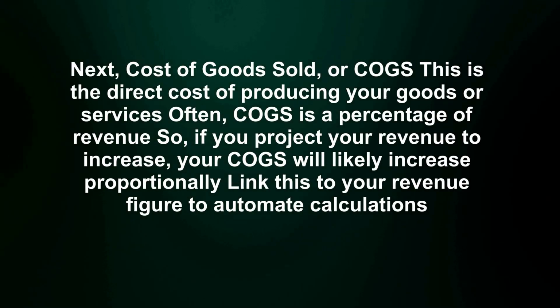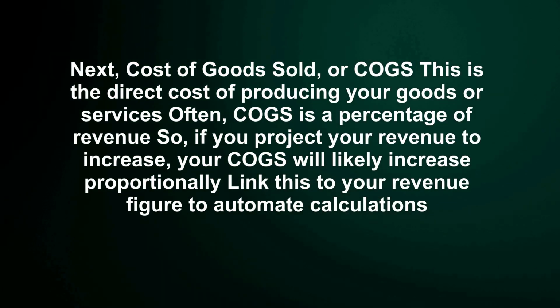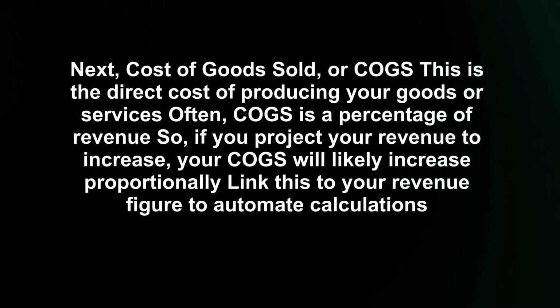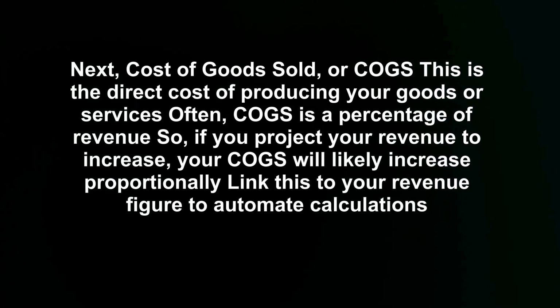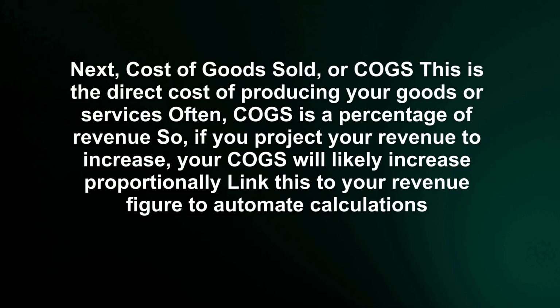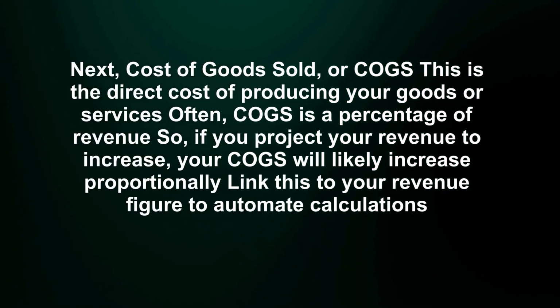Next, cost of goods sold, or COGS. This is the direct cost of producing your goods or services. Often, COGS is a percentage of revenue, so if you project your revenue to increase, your COGS will likely increase proportionally. Link this to your revenue figure to automate calculations.